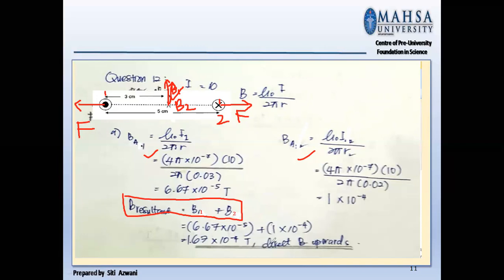So the direction of B is upward. Is it okay? Do you understand or not? For question 12, to solve your problem, you need to be clear with the direction first. What happens to the force between the two wires when both currents are in opposite direction?